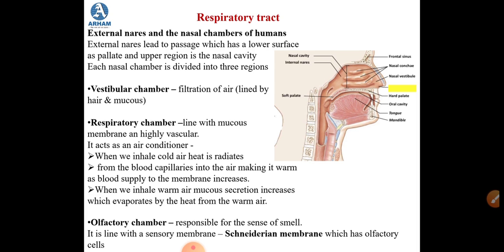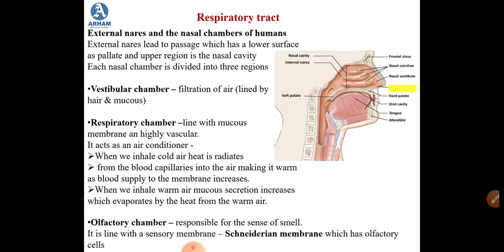After the vestibular chamber, the next chamber is the respiratory chamber. The respiratory chamber is also lined with mucous membrane, and along with mucous membrane it is highly vascular. That means it has a good supply of blood. Now if we speak about the function of the respiratory chamber, it acts as an air conditioner. To understand how it acts as an air conditioner, let us see two situations.